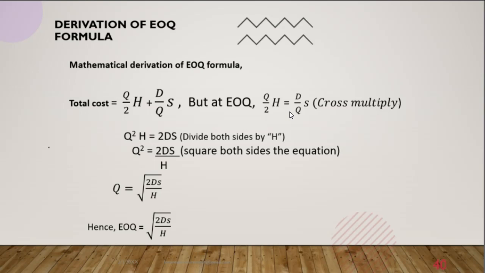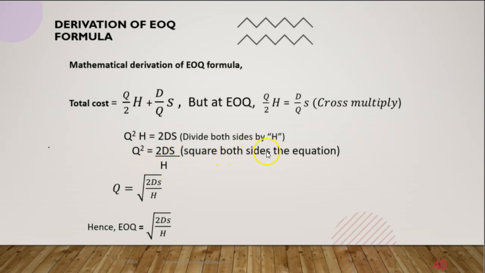So if we write like that, at EOQ, Q divided by 2 multiplied by H equals D over Q multiplied by S. That is the statement of fact. If we cross multiply this equation, we will get Q squared multiplied by H equals 2D multiplied by S. If we divide both sides by H, we will get Q squared is equal to 2DS divided by H.